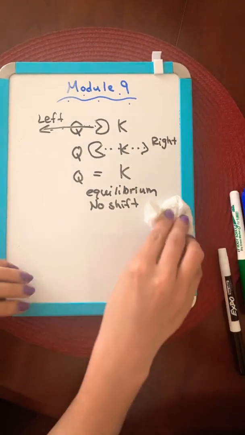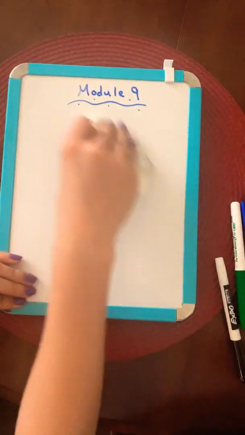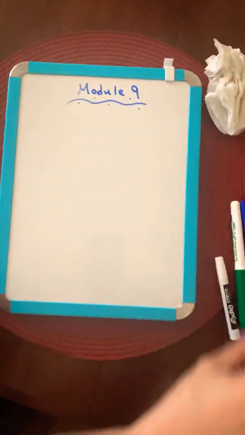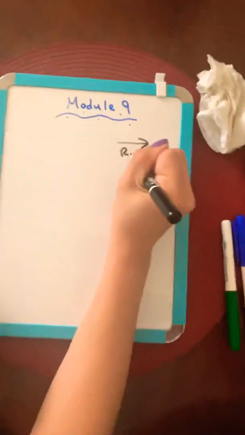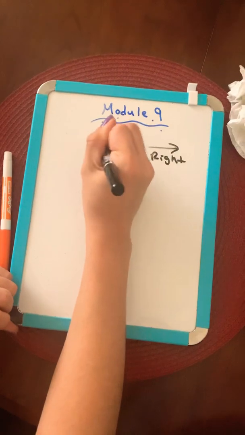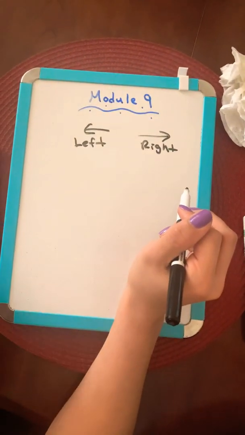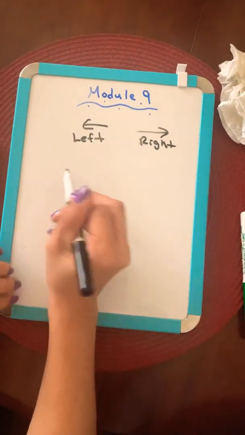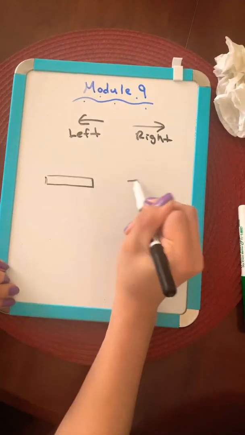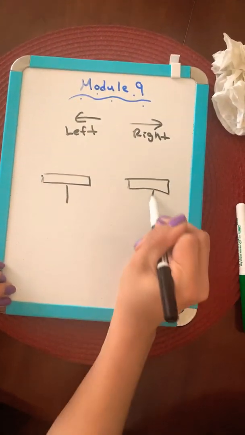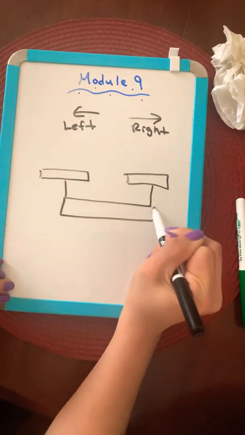We're going to be doing a few problems about this. But first, I do want to clarify what they mean by shifting to the right and shifting to the left. I'm more of a visual type of person, so I'm going to give you an example of a scale. So let's say we have this ugly looking scale because I can't draw.